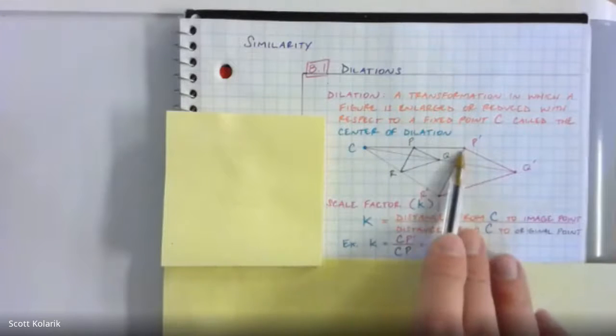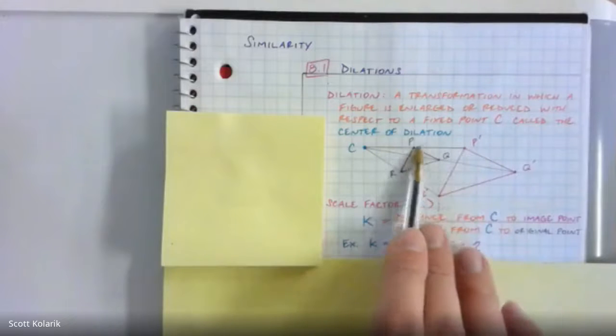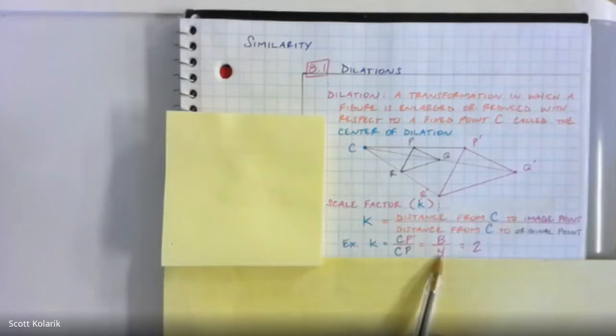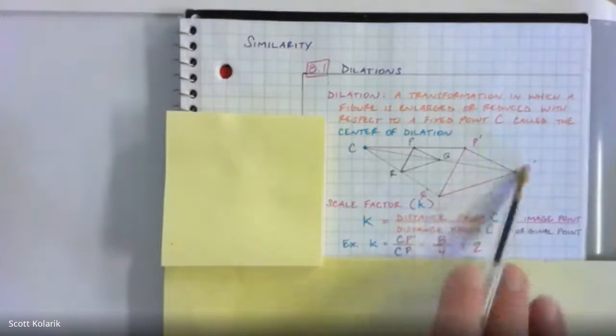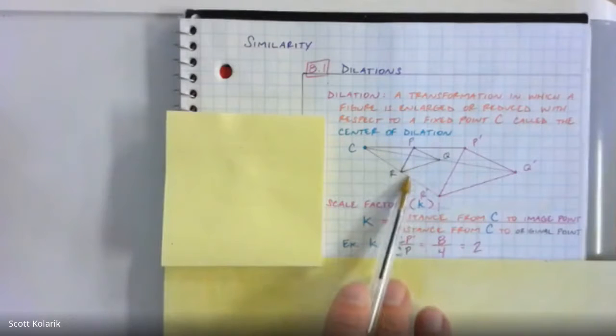So P to P prime, right? Distance to P prime is 8 units. Distance to P is 4 units. So my actual ratio, my scale factor, would be 8 over 4. That reduces to 2. So my scale factor here is 2. What does that literally translate as? In other words, my image is 2 times the size of the original object.